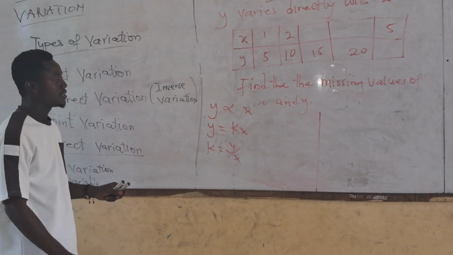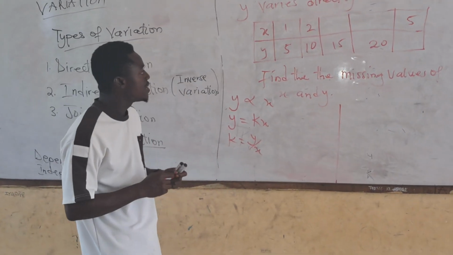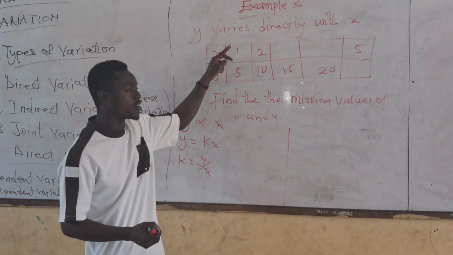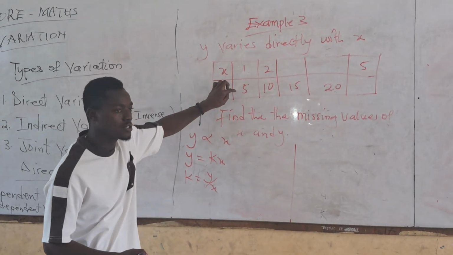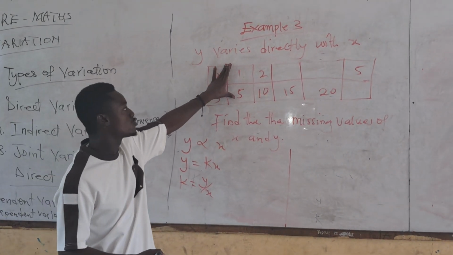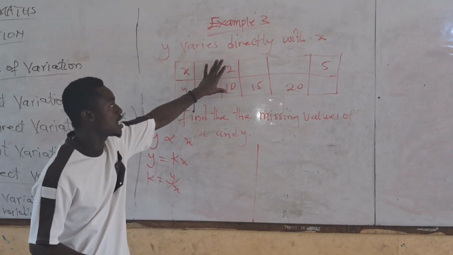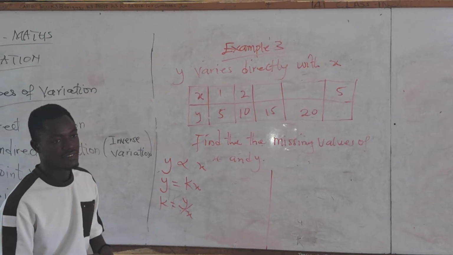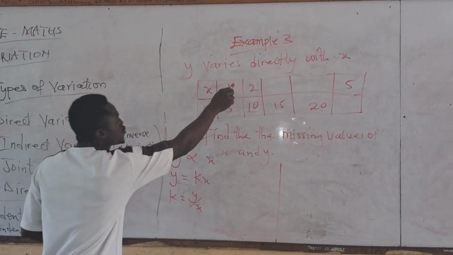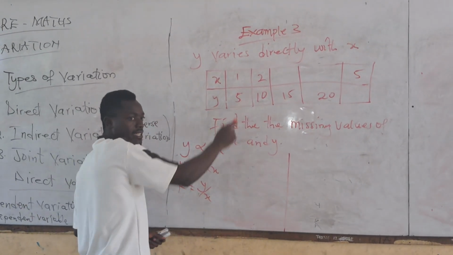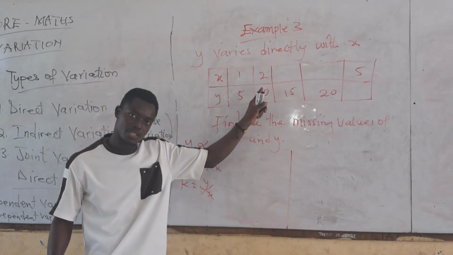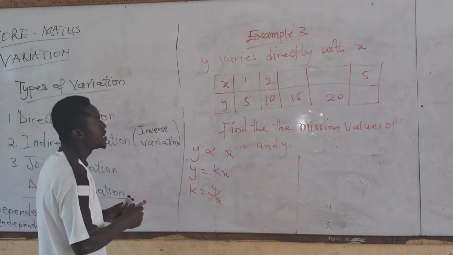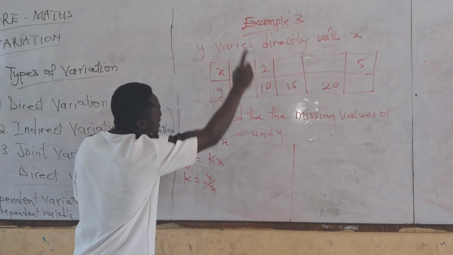Now, from here, to solve for k, you choose any point. If you choose y, you choose its corresponding x, or if you choose this x, you choose its corresponding y value. Somebody can choose to use the first point, somebody also can use the second point, and you still get the same constant value. Are you okay? And you still have to get the same constant value.